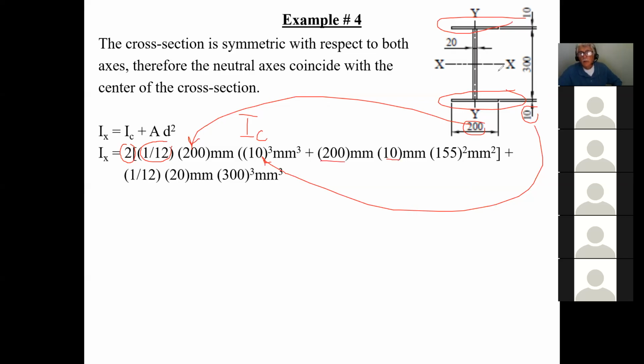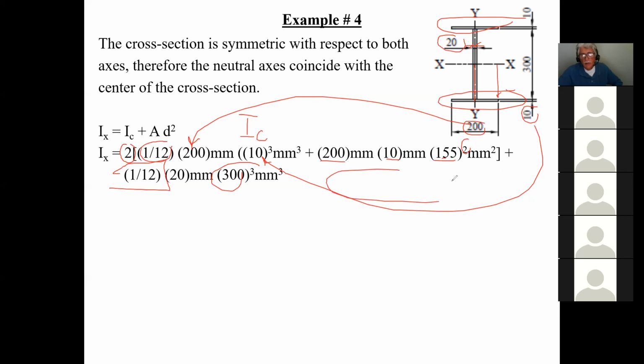And what's the distance? Well, if this is 150 here, and this is 10, that becomes 155. So the distance from the centroid here to the axis is 155 squared. That takes care of that one and that one. Now here, I only have 1/12. The base, of course, is always the dimension parallel to the axis, which is 20 in this case, and the height is 300.